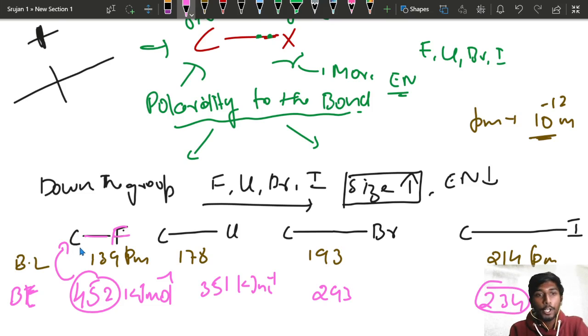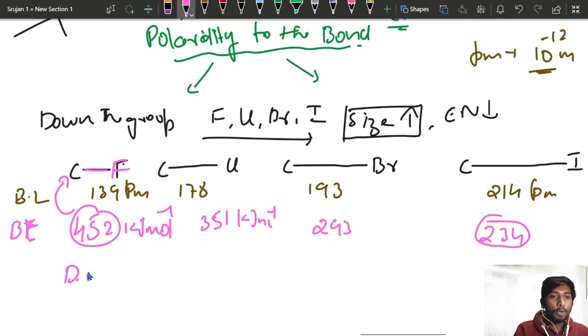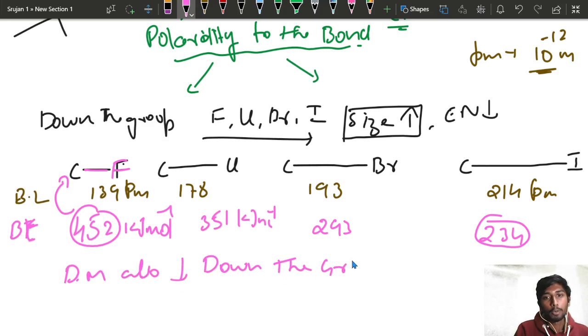Okay, hence due to this the dipole moment also decreases down the group. Okay, as the bond length increases the dipole moment also decreases. Okay, fine. Okay, I hope you understood this thing.